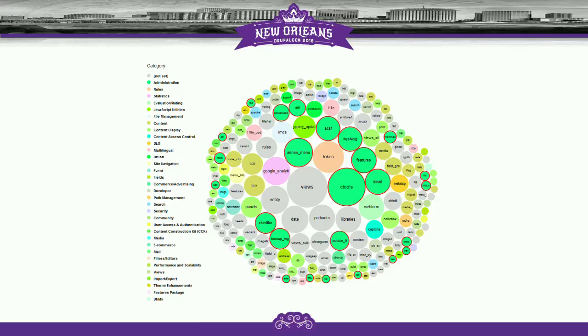Actually, just a bonus graph here. It's a bubble chart of all the modules, sorted by the number of downloads in each module. There's no surprise: Views is the highest, followed by CTools, Token. There is a similar chart for all the projects, not just modules, but that's mostly just filled with modules. Obviously, Drupal core is the highest downloaded project, and the highest downloaded theme is Zen. But apart from that, it basically follows the same structure.